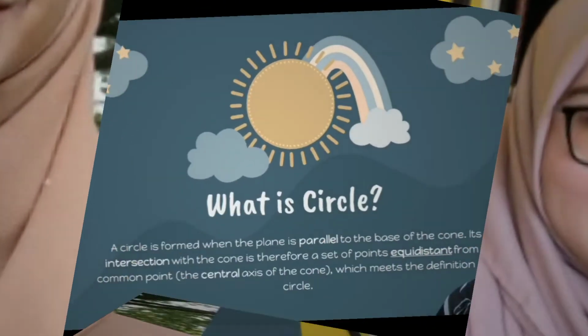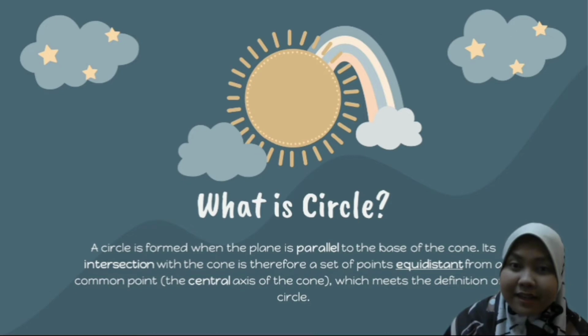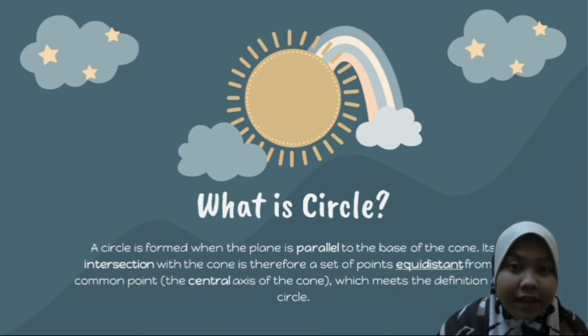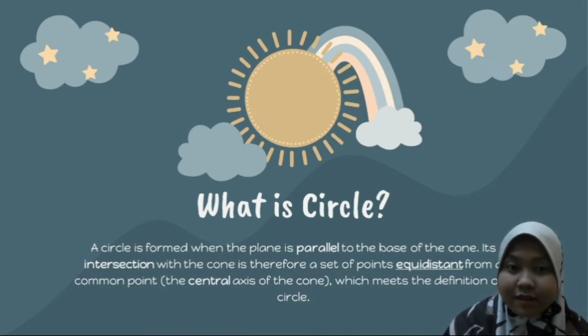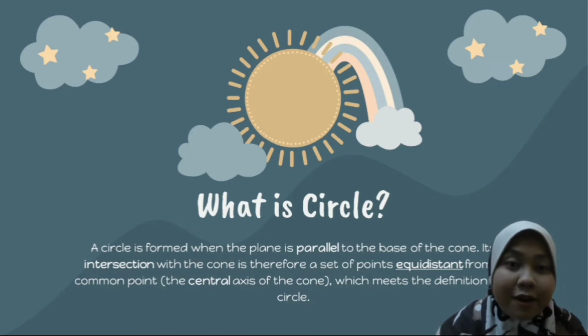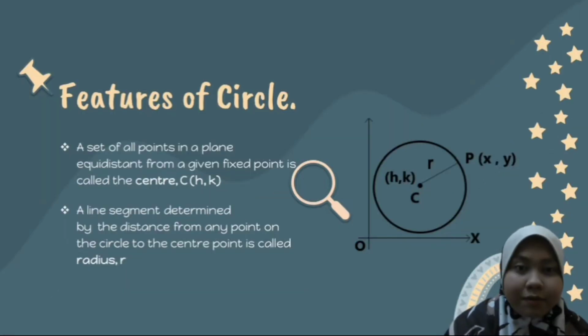So, what is a circle? A circle is formed when the plane is parallel to the base of the cone. Its intersection with the cone is therefore a set of points that is equidistant from a common point, which is the central axis of the cone, which meets the definition of a circle. Next, we will learn the features of a circle.